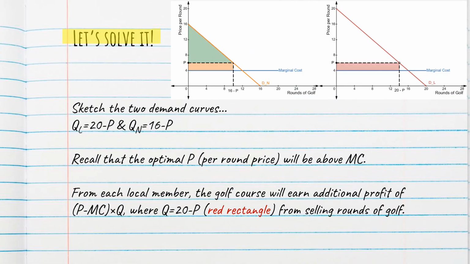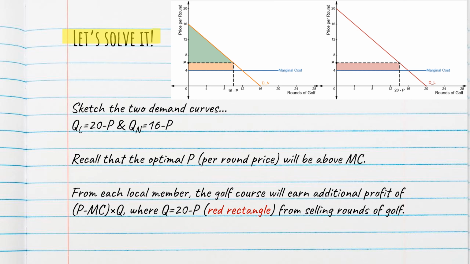From each local member, the golf course is going to get additional profit of price minus marginal cost times quantity, where this quantity is 20 minus P. So if we look at our red line, our demand for locals, we can see that this red rectangle is profit earned from each local member, because where is this coming from? I think it's really important that we recognize this. This red rectangle is coming from the fact that price for a round of golf exceeds marginal cost.